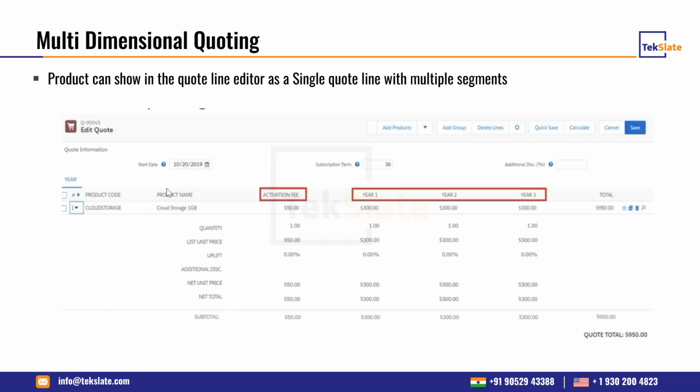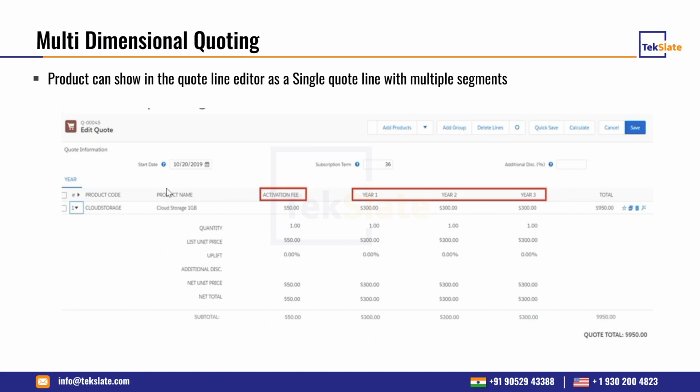Also, there is one more option in subscription which is called multi-dimensional quoting. Suppose you are purchasing cloud storage. This is your product. You are subscribing for 3 years. You want to see the price segmented by dimension. For example, year 1 this is your cost, year 2 this is your cost, year 3 this is your cost. So if I'm going to tell the customer I'll give a 10% discount in year 1 and only a 5% discount in year 2, I'll be doing some kind of negotiation with the customer.